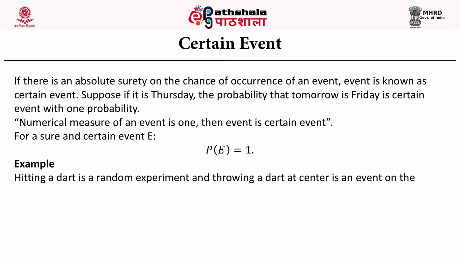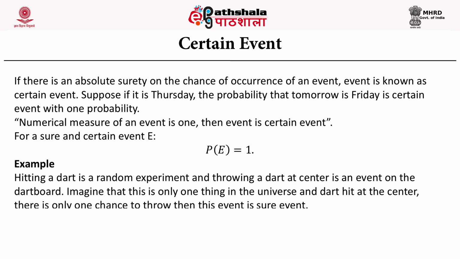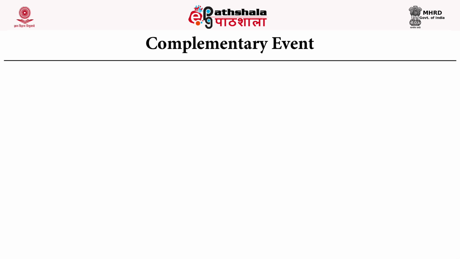Then this type of event is called a certain event. So if the numerical measure of an event is 1, then the event is a certain event. For example, hitting a dart is a random experiment and throwing a dart at the center is an event on the dashboard. Imagine that this is the only thing in the universe and the dart hits the center. There is only one chance to throw, then this event is a sure event.